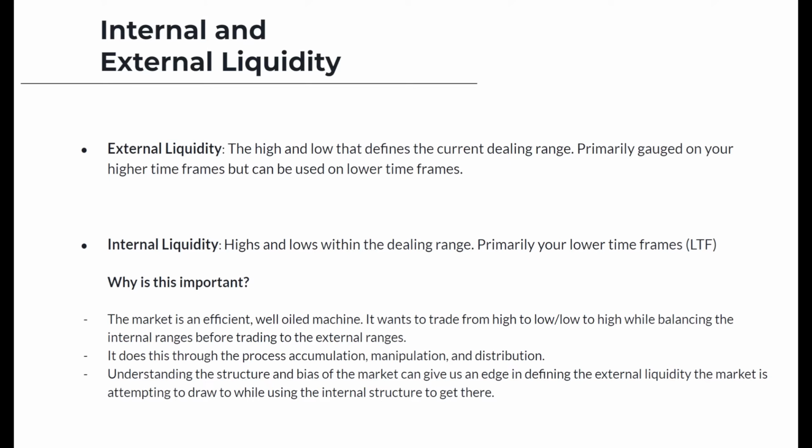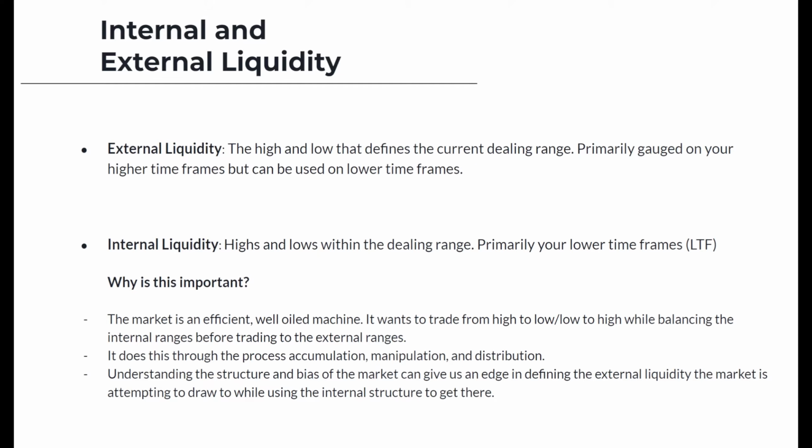From the bare bones basics, what is internal and external liquidity, right? So external liquidity is essentially the high and low that defines the current dealing range. So it's primarily, at least how I do it, off my higher time frames. But you guys should know that the market is cyclical, so if you do have a monthly high and low, you should know that on the daily it's going to give you a high and a low, right? If you go to a 15-minute, you're going to have a high and a low. So you're always going to be having external highs and lows, and then within that you're going to have smaller movement, which is your internal.